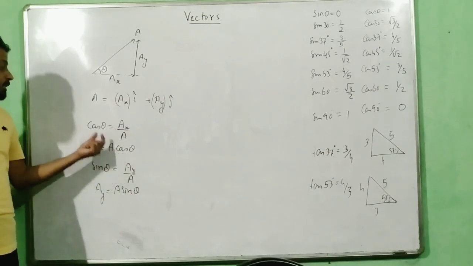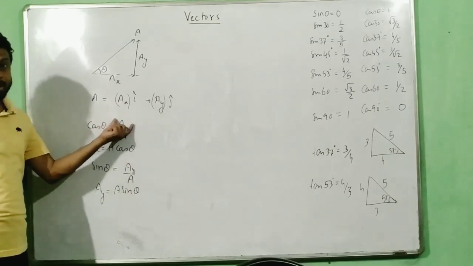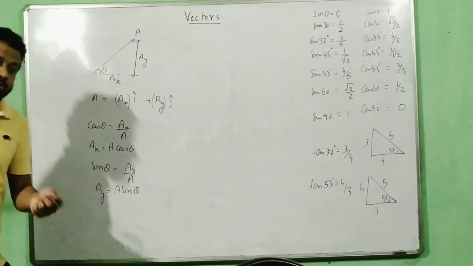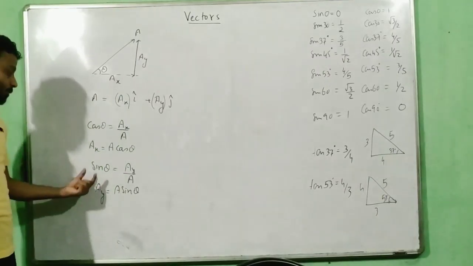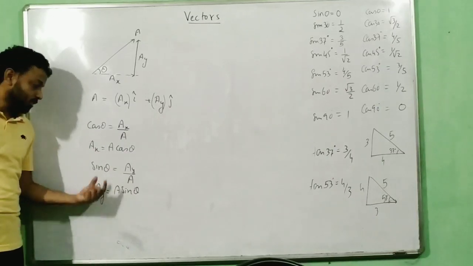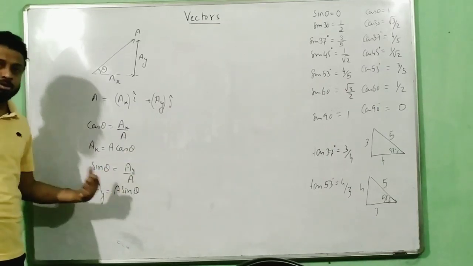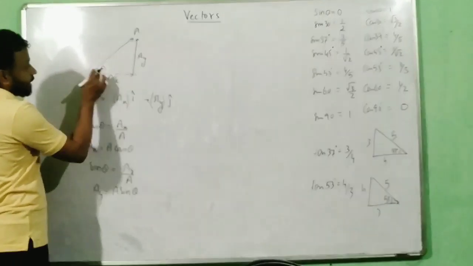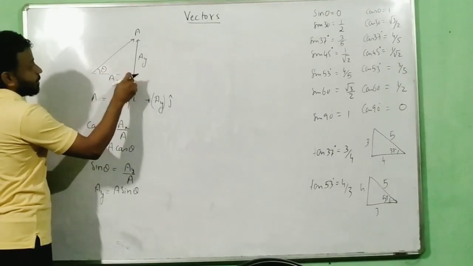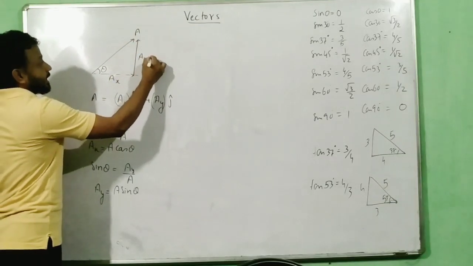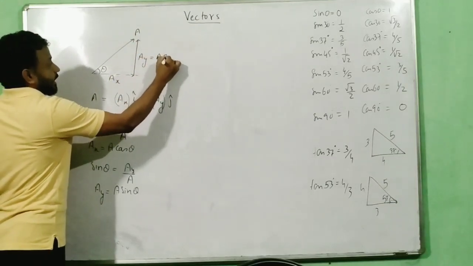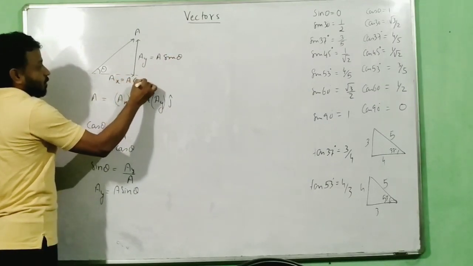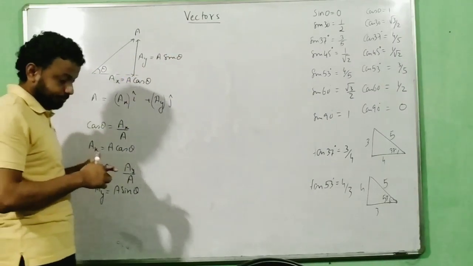See, in the cos function the base comes, base by hypotenuse, correct? So the base component will always be the cos function, and the perpendicular will always be the sin function, because in sin, perpendicular by hypotenuse appears, correct? So next time when I draw any triangle and this angle is theta, this becomes the base, this becomes the perpendicular, so I will write directly: the perpendicular component is A times sin theta and the base component is A times cos theta. This is how I am going to use it.